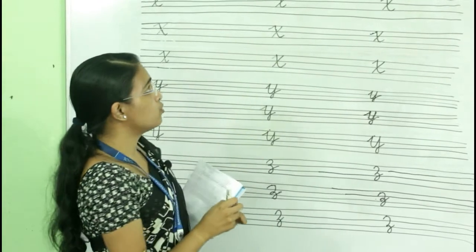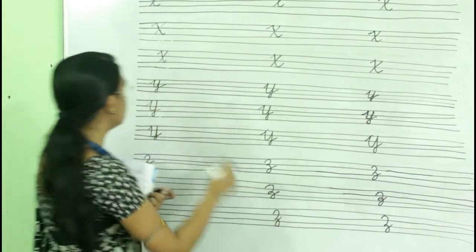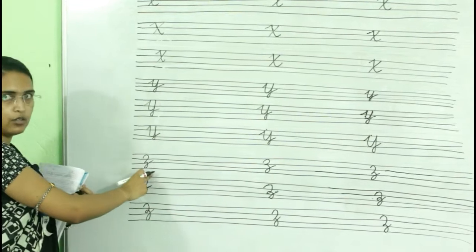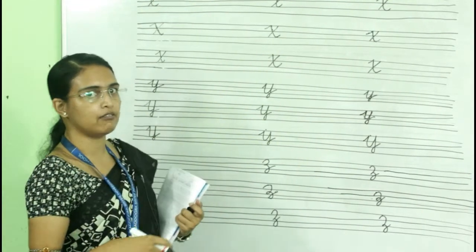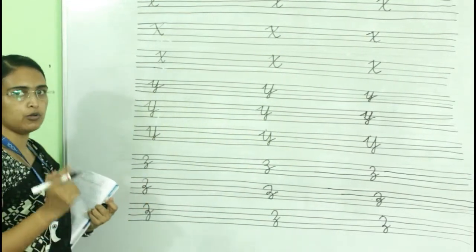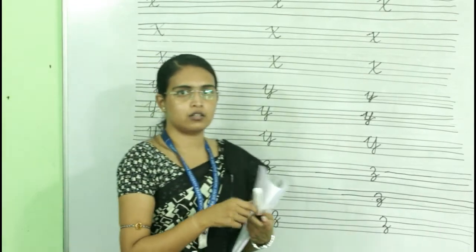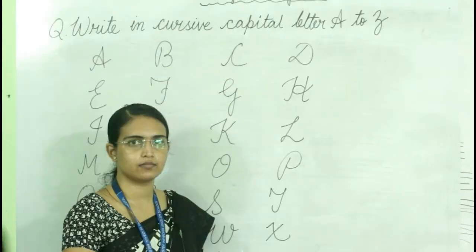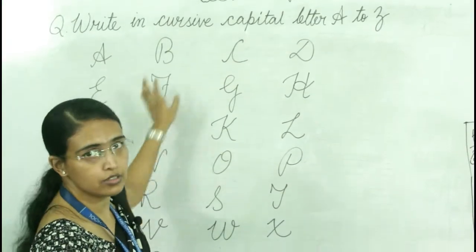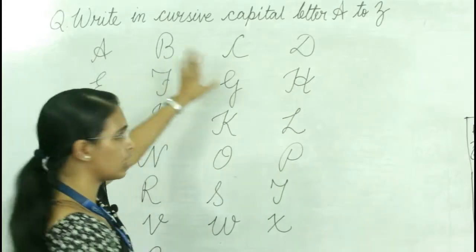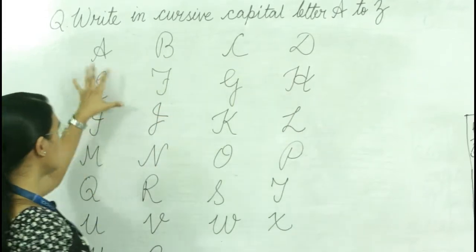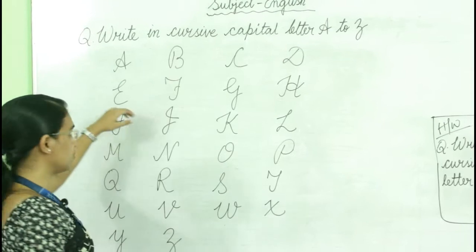So today we have learned X, Y, Z. In our previous class we learned up to W, from A to W. So today we will do a small revision, okay? Now we will do the revision. Don't write this in your copy; I have written it only for the revision.